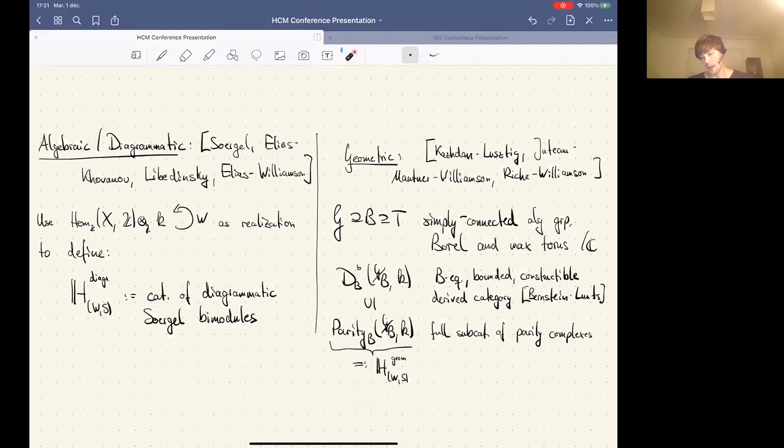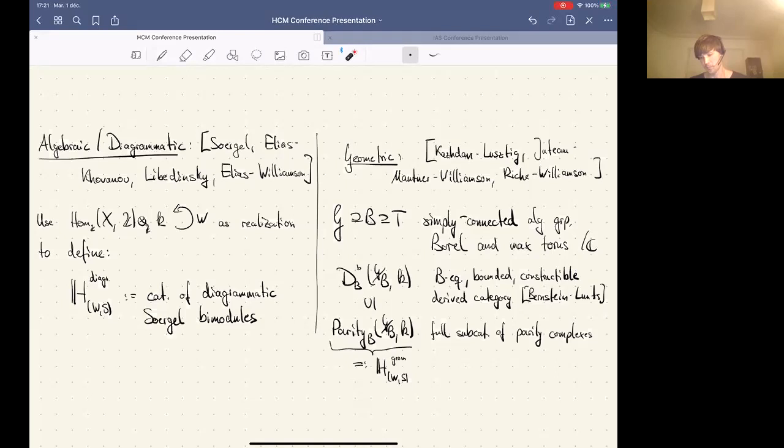And inside this category, we have the full category of B-equivariant parity complexes on the flag variety, which was defined by Juteau, Mautner, and Williamson. And this I want to denote by the geometric Hecke category. And this is actually a monoidal category under convolution. Okay, on the left-hand side, we have a monoidal category on the nose. Okay.